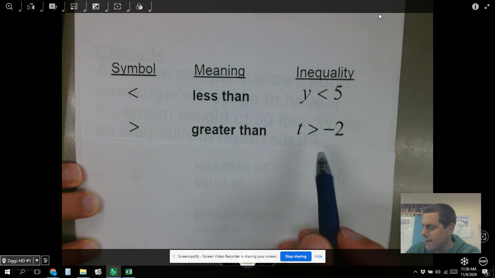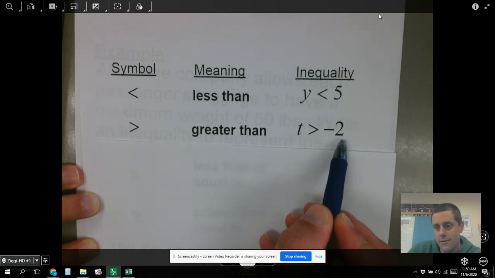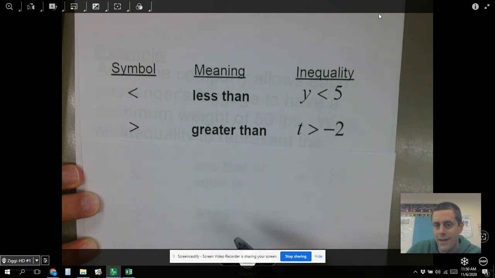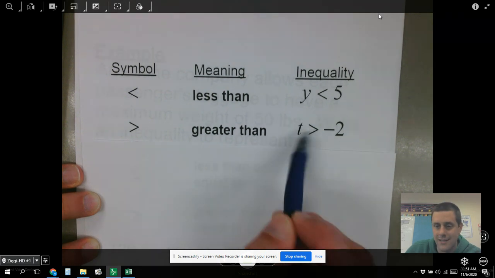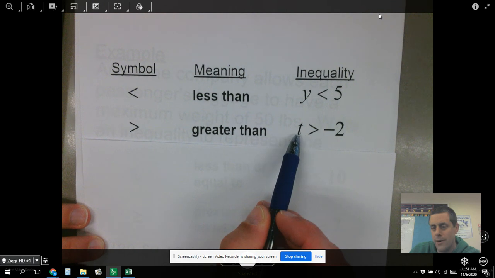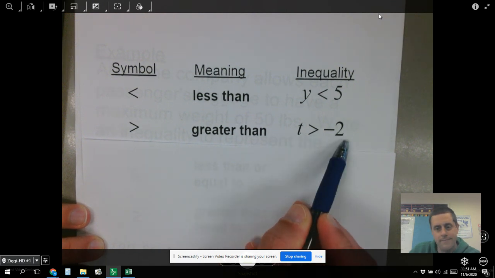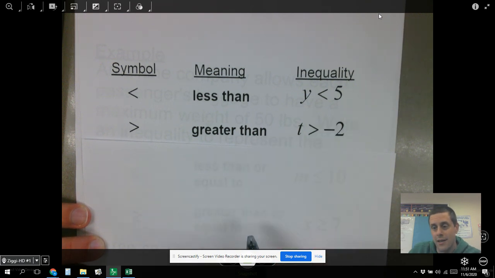What about something like -4? Is -4 greater than -2? Well, -4 is further left on the number line. It is not greater than -2, so -4 is not a solution to this inequality. What about -2? If I put -2 in for t, is -2 greater than -2? It is not. So -2, even though it is listed in this inequality, is not a solution to the inequality.